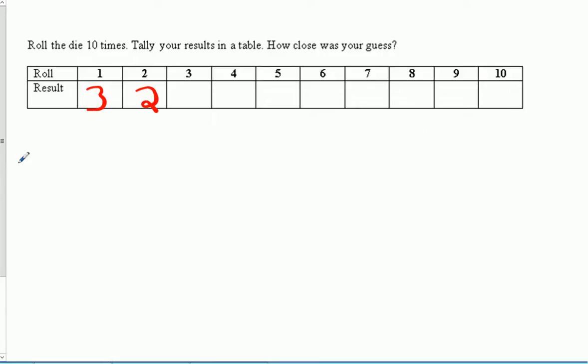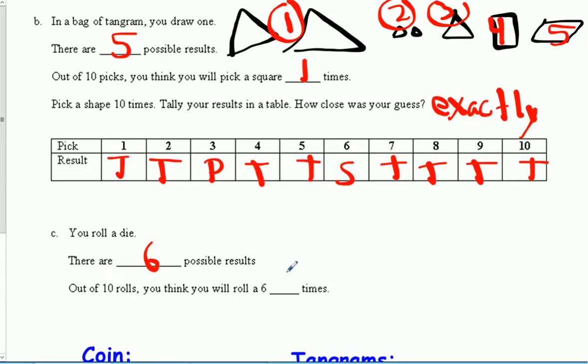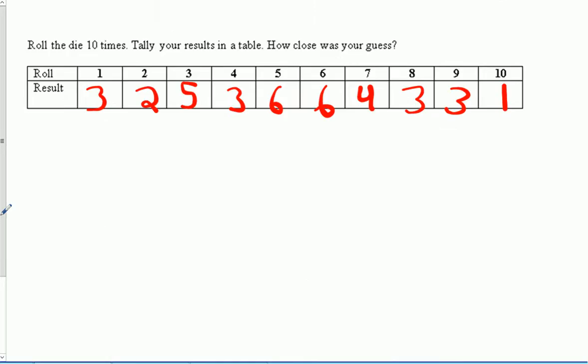All right, so if you're done, I just about finished. I'm going to write down my final numbers here. There we go. All right, so my guess was I was going to get a 6 like 1 time, maybe 2. And I ended up getting a 6 2 times. So how close was my guess? Pretty close. I actually got it 2 times. My guess 1. Okay, not bad.